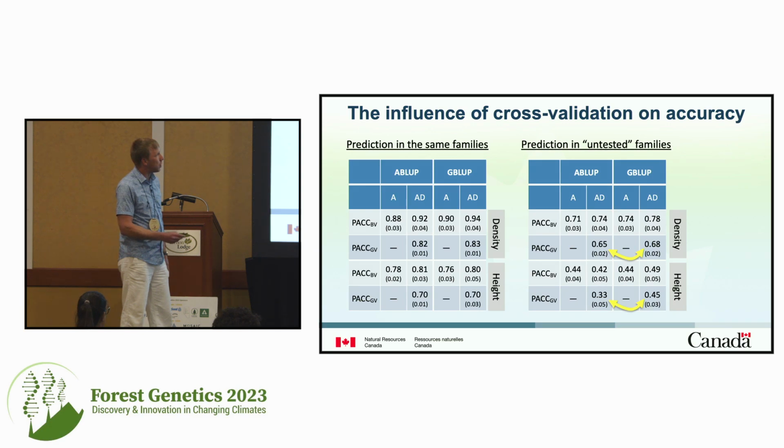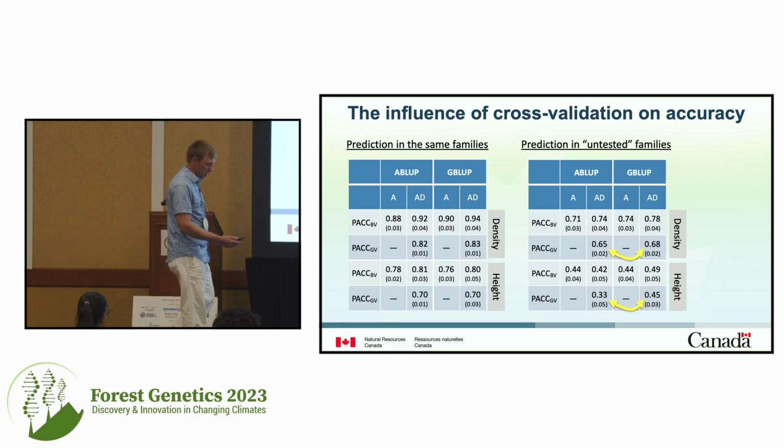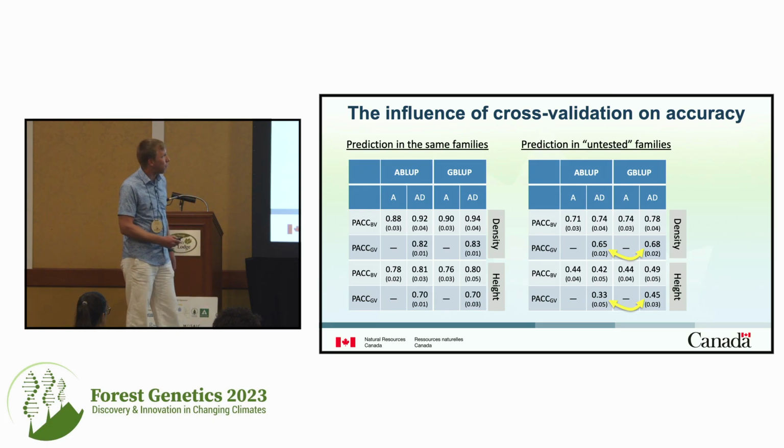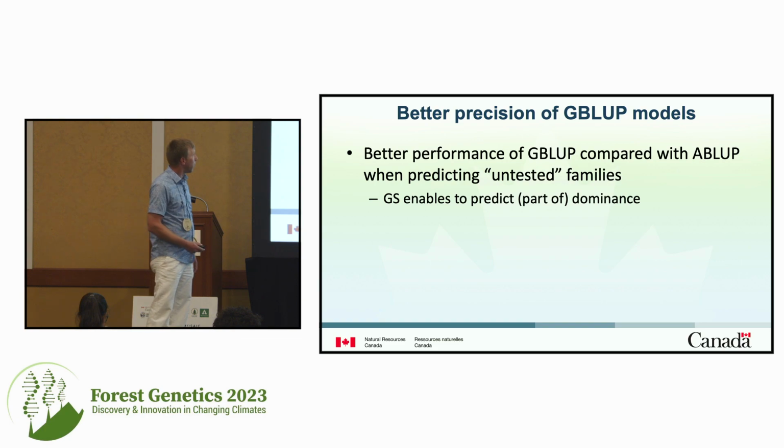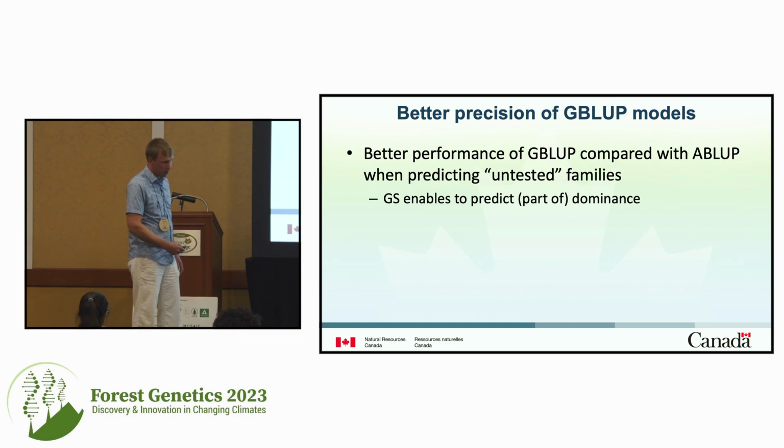But what we also see is that when we put the dominance into our models, the accuracy of GBlob models is relatively higher compared with ABlob. This is especially true for height growth and growth spur properties, which have more dominance than wood quality. So there's a clear advantage for GBlob if I want to predict untested families, which I can't do so well when I'm only relying on the additive part and mid-parent value, for example. Yes, GS enables us to predict at least a part of dominance.